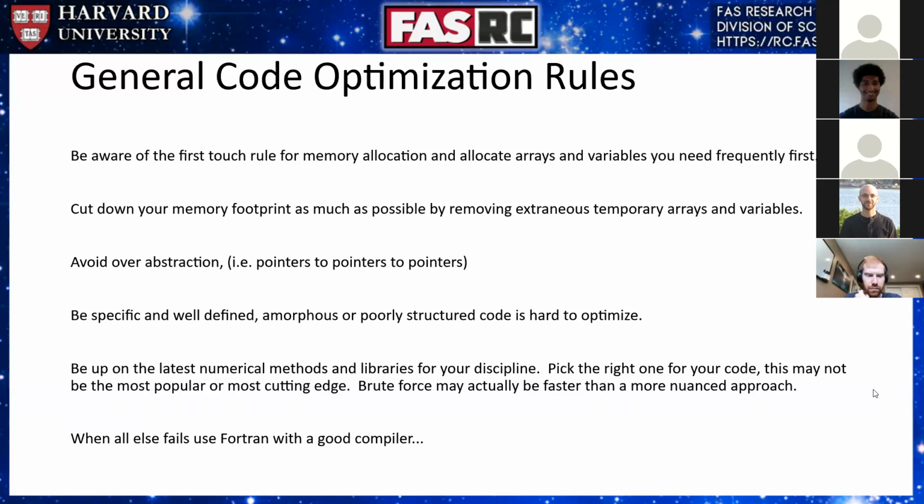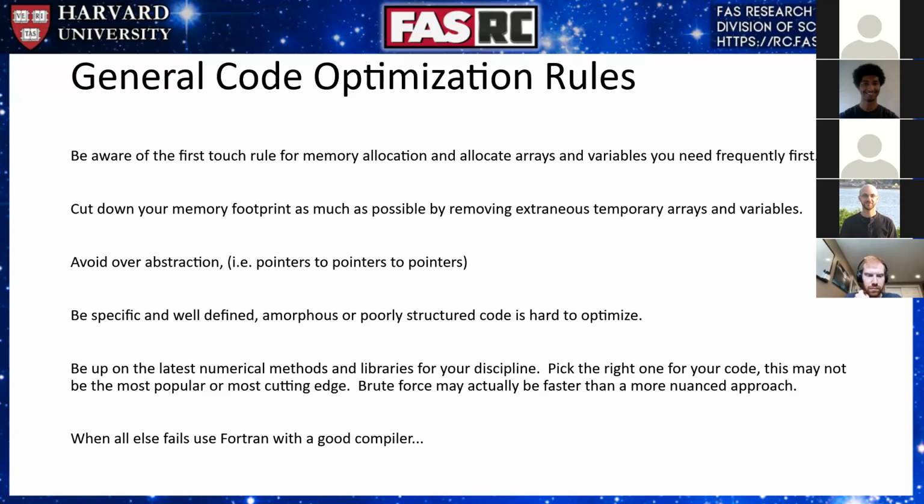Be aware of the first touch rule for memory allocation. Okay? So if you have control over your memory allocation, you want to allocate arrays and variables you will use frequently first. The reason is that when you allocate memory, the first allocation is the nearest to the chip. And it takes time to get to stuff that's farther away in memory space. So the first stuff you touch is the stuff that's closest to you. And the compiler assumes that stuff you touch first is stuff that will need to be close by for you to use frequently. So if you can order your allocation of memory, allocate arrays that you're going to use a lot first.